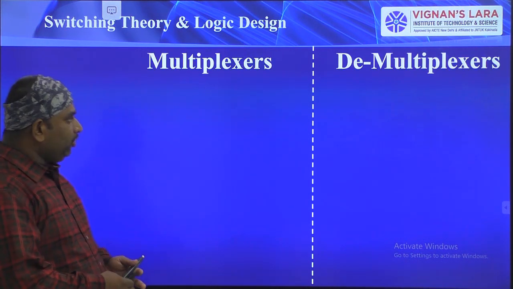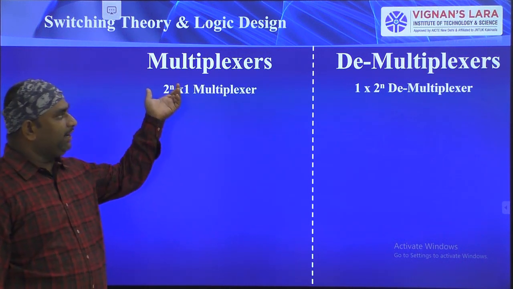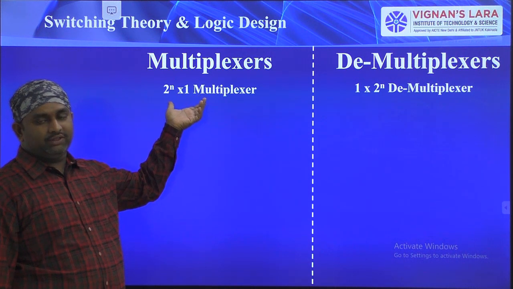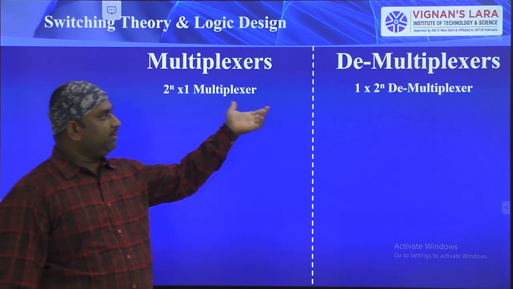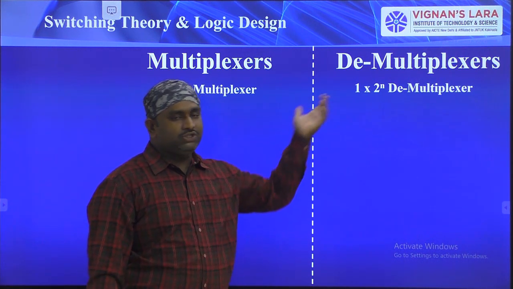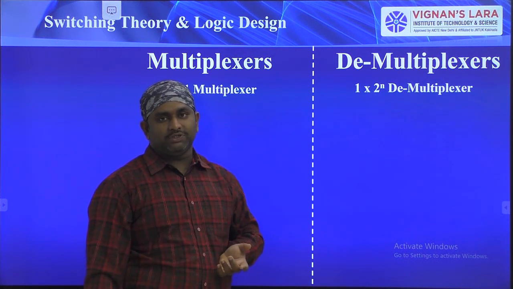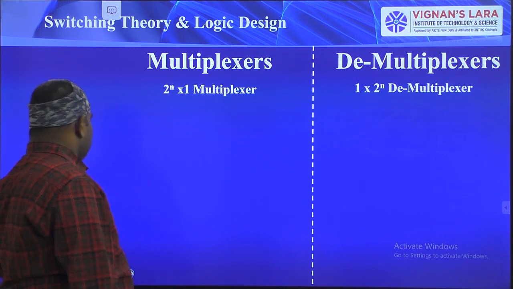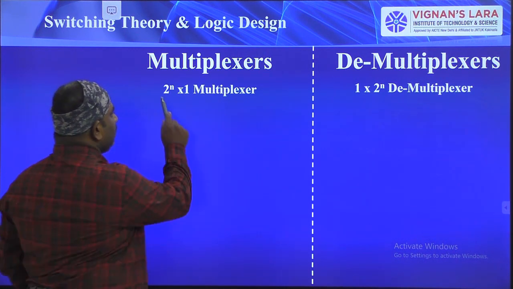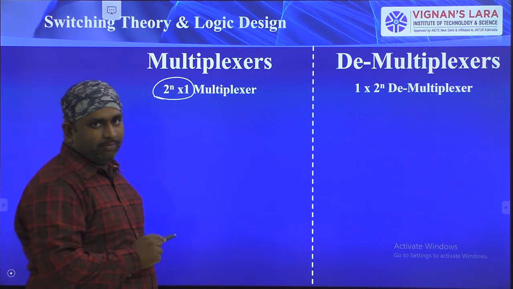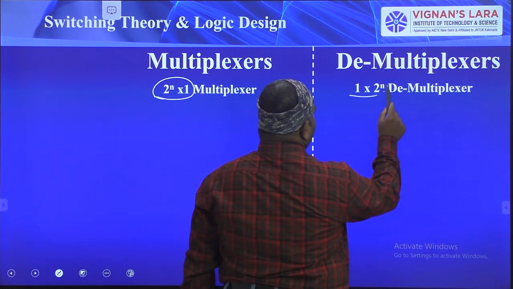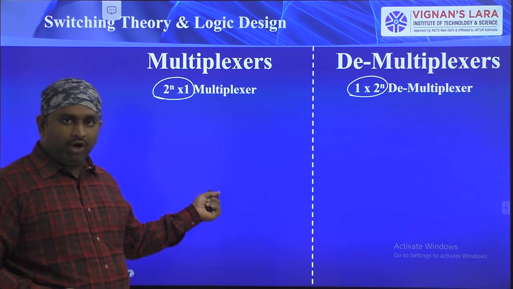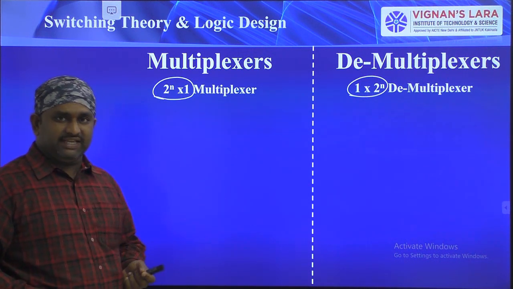The general representation for multiplexers and demultiplexers: 2 power n is to 1 is the representation for a multiplexer, and 1 is to 2 power n is the generalized representation for a demultiplexer. You have to remember 2 power n is to 1 for multiplexer representation, 1 is to 2 power n for demultiplexer representation. I will start this class with an example.